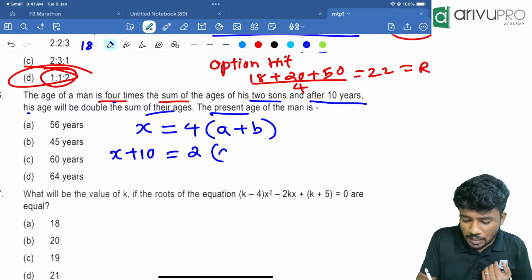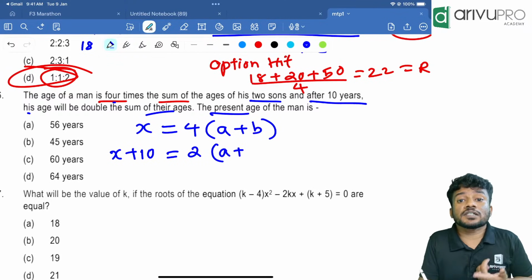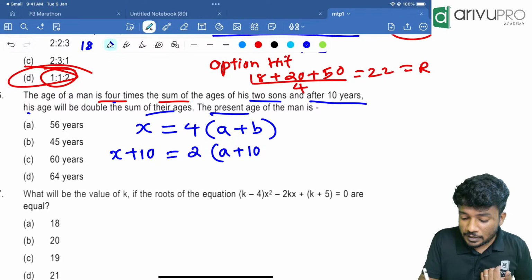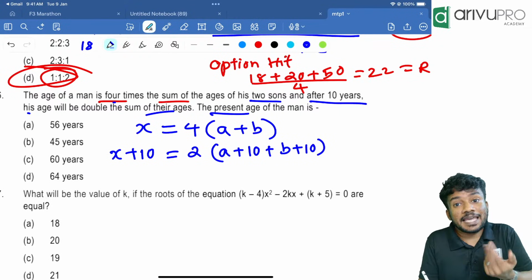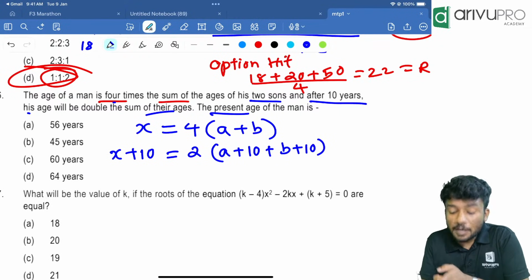That means a plus... First son's age will be how much? A plus 10. Second son's age will be how much? B plus 10. Because initially their ages were A and B. Now it is A plus 10 and B plus 10.